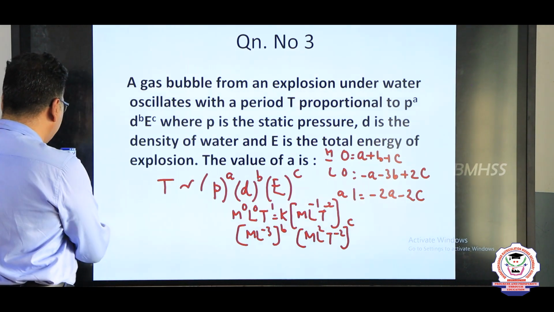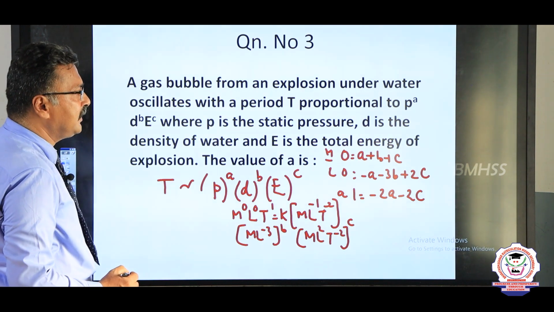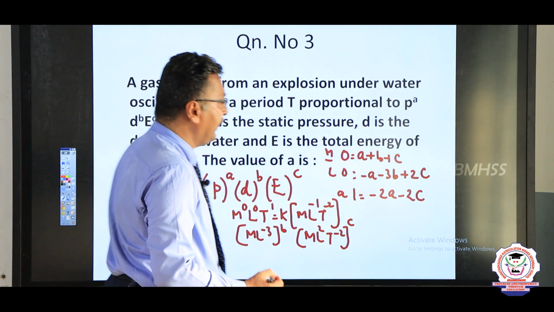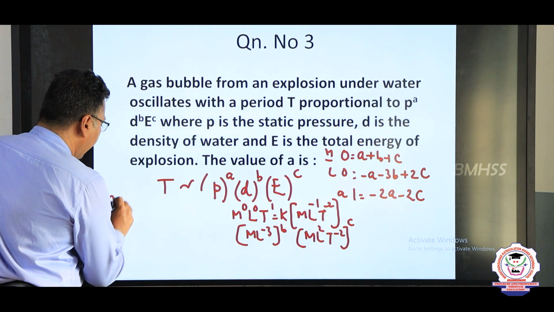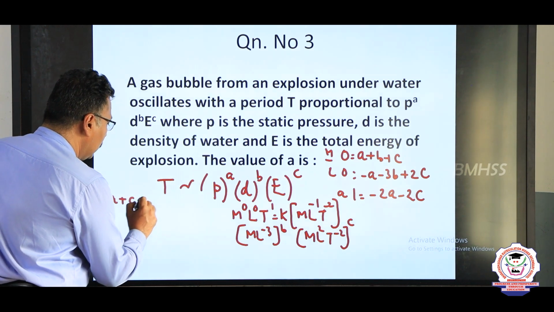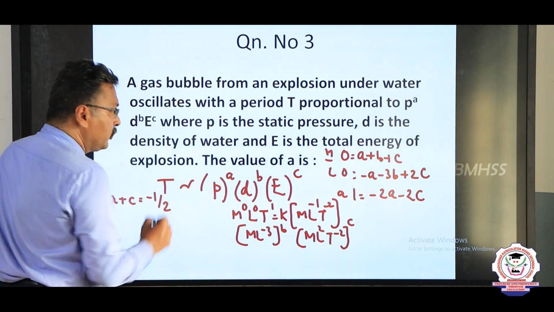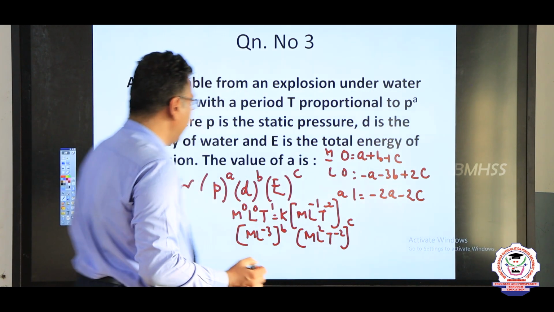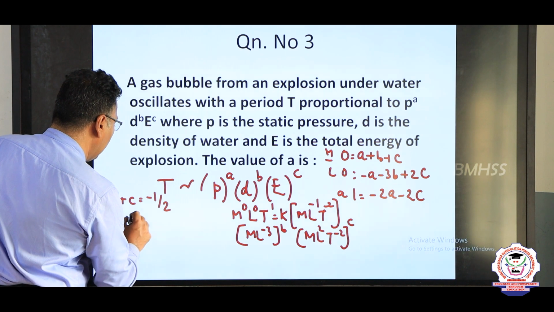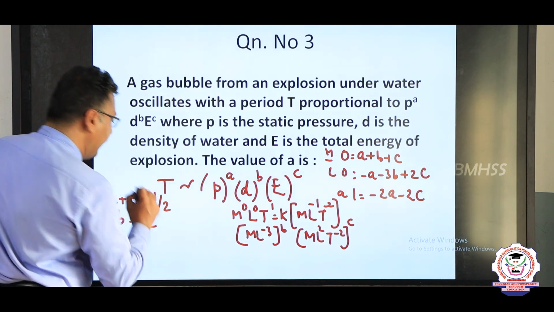So what is the first equation? First equation is A plus B. Here we come to the third equation. A plus C will be equal to minus half. So A plus C is equal to minus half means B is equal to plus half. We have solved for B.